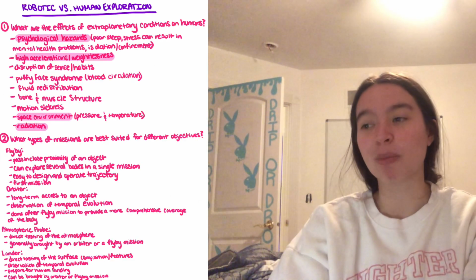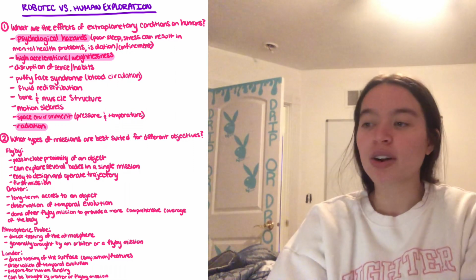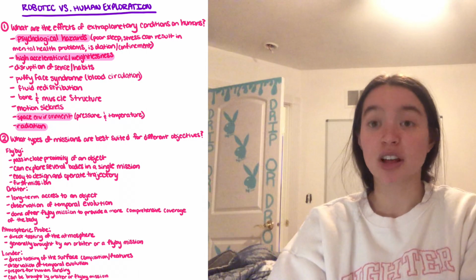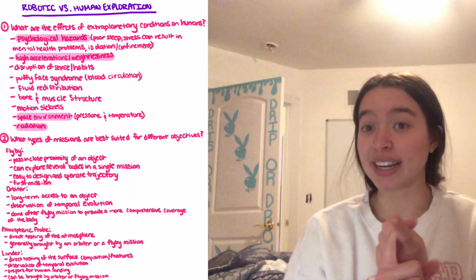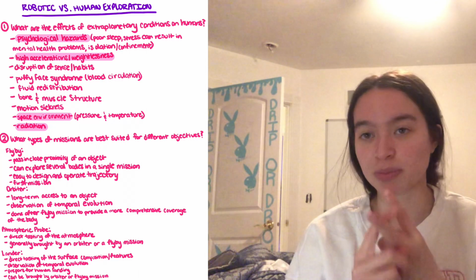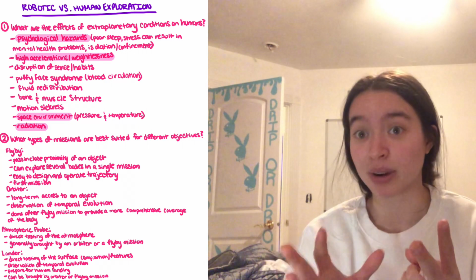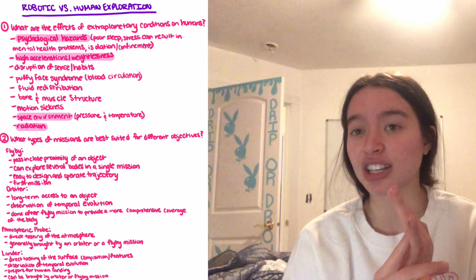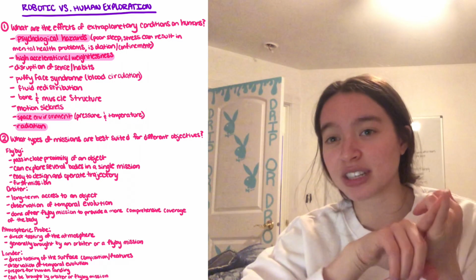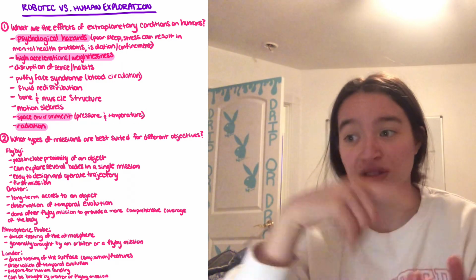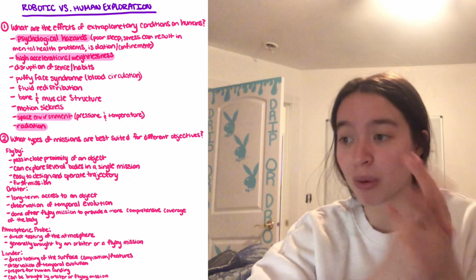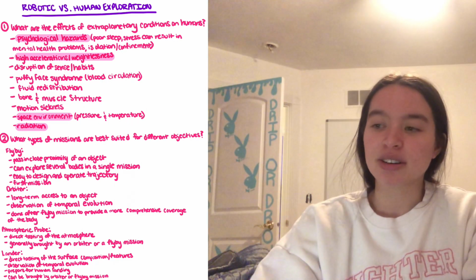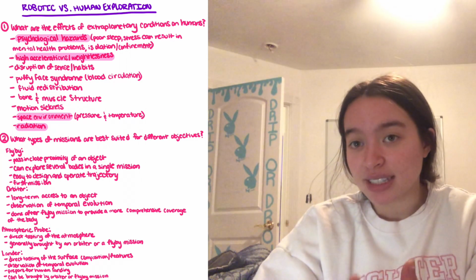Next topic is robotic versus human exploration. What are the effects of extraplanetary conditions on humans? There is a lot. The main ones are radiation, the space environment, which is pressure and temperature, high accelerations and weightlessness, and psychological hazards. You really have to worry about pressure and temperature. The psychological hazards include poor sleep, stress, which can result in mental health problems, and isolation and confinement. Among these, there is also disruption of sleep and habits.